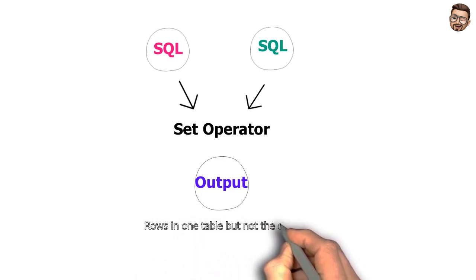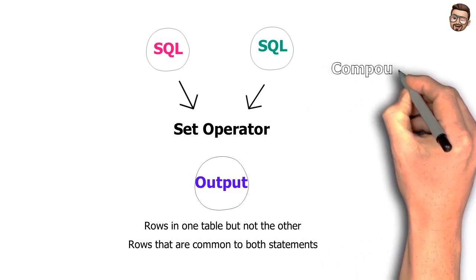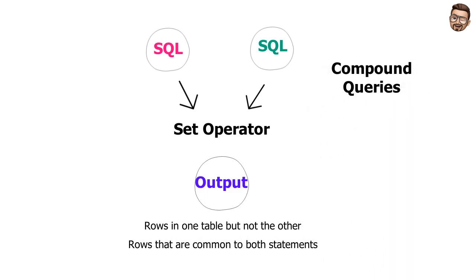They can return the rows found in multiple select statements, the rows that are in one table and not the other, or the rows common to both statements. In simpler words, we can combine multiple complete SQLs by using set operators to give a result. Since we combine multiple complete SQLs, normally it is also known as compound queries.